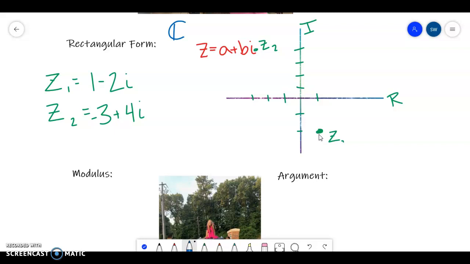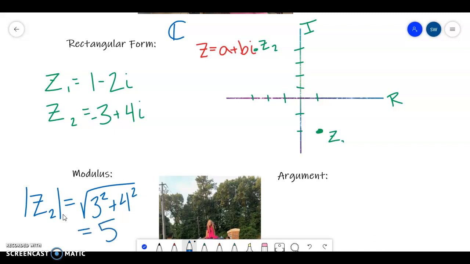We'll do one real fast. The magnitude of Z2, sorry, I said the wrong word. The modulus of Z2 is written with these bars like this. That would be the square root of 3 squared plus 4 squared, which we've done 100 times. It's 5. So that means the distance Z2 is from the origin is 5 units. Okay, you should be good with that.